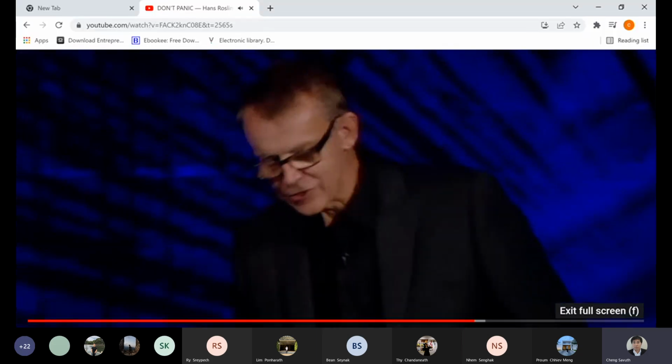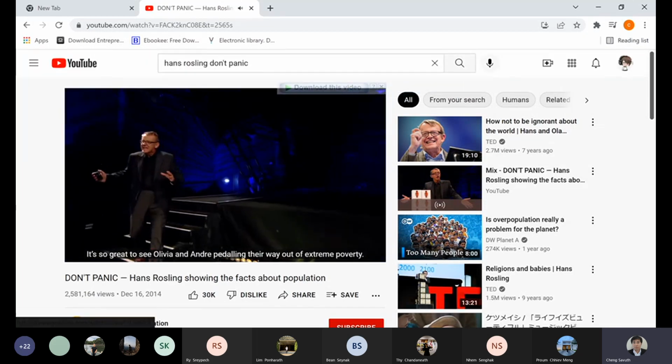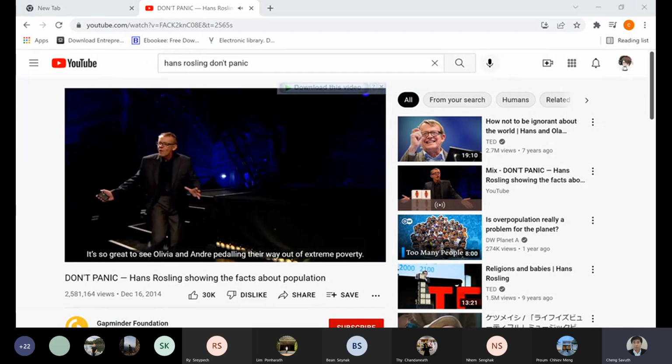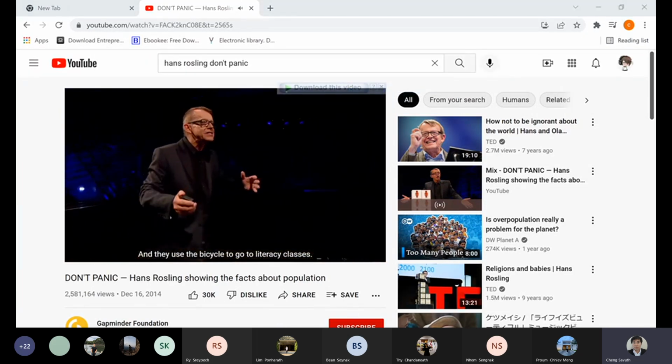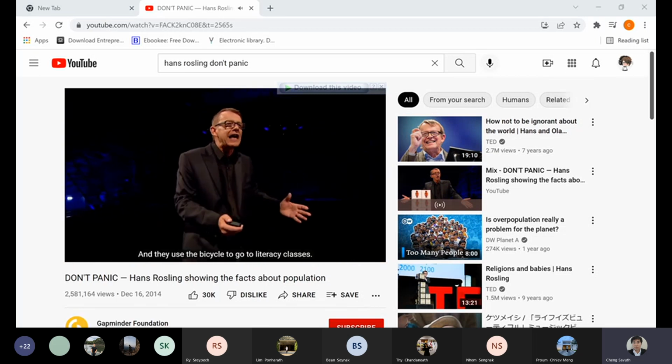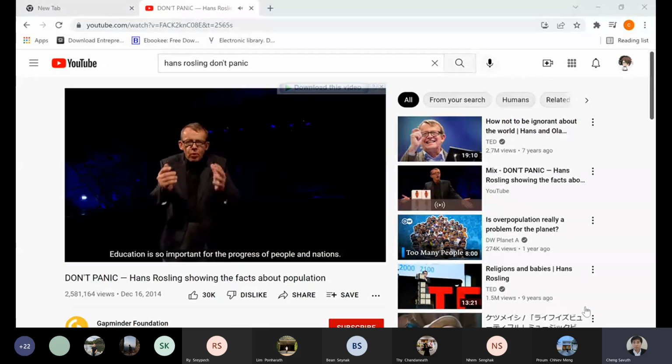It's so great to see Olivia and Andre pedaling their way out of extreme poverty. And they use the bicycle to go to literacy classes. Education is so important.